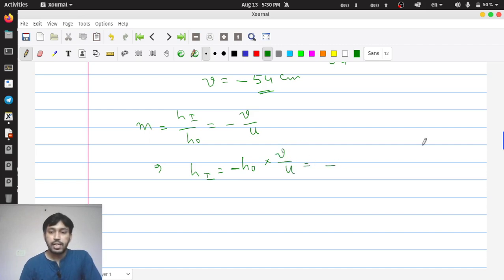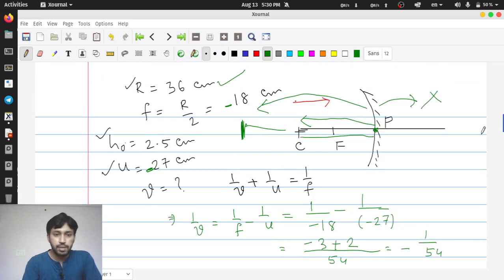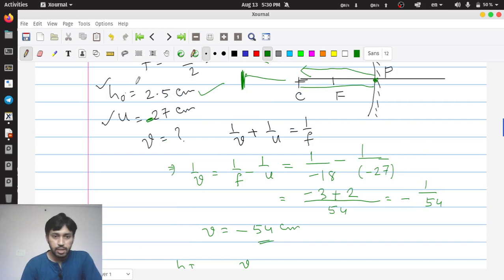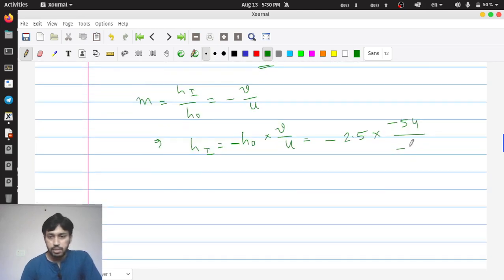Put minus here, and v by u. Now the height of the object is given, 2.5 centimeter, you can see. So here 2.5 centimeter, and v is minus 54, and u is minus 27. So cut it. Basically this is minus 5. So the height of the image is minus 5 centimeter.